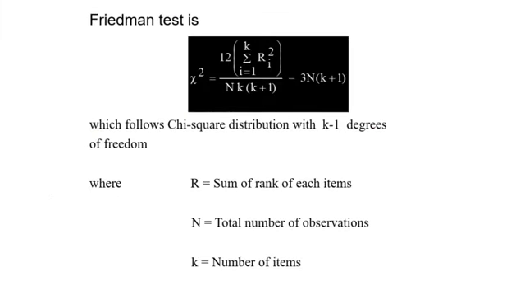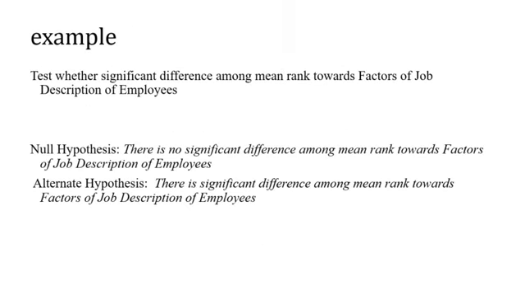So this is the formula for the Friedman test, and a classical example, if you see here, is to test whether there is a significant difference among mean rank towards factors of job description of employees. I hope my explanation of the example of pre-test, post-test and follow-up data will be very helpful for you to understand the Friedman test. That's it about non-parametric tests.